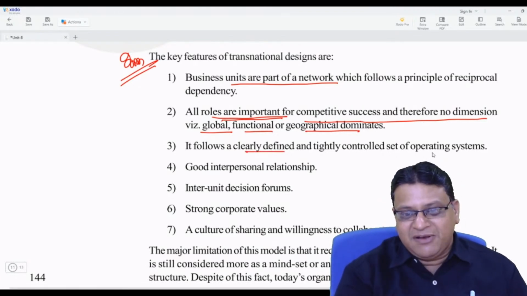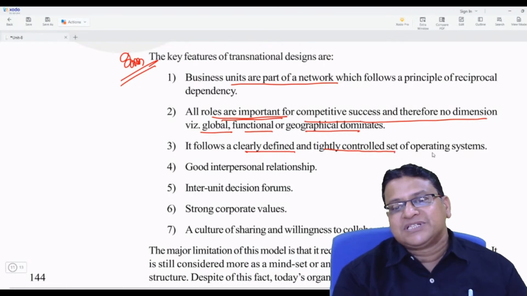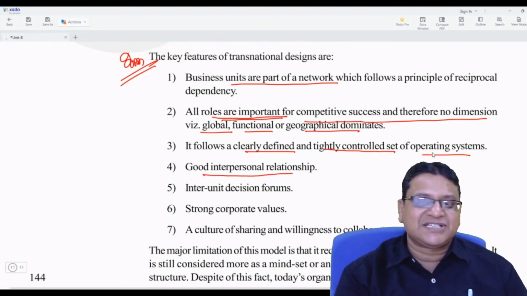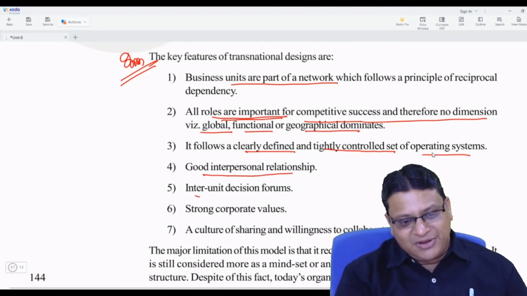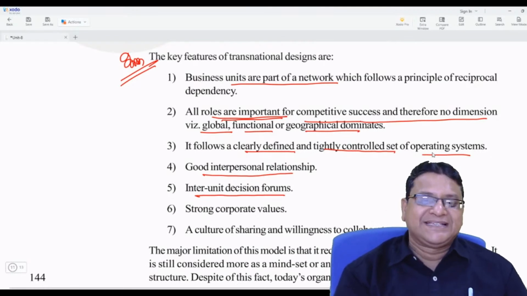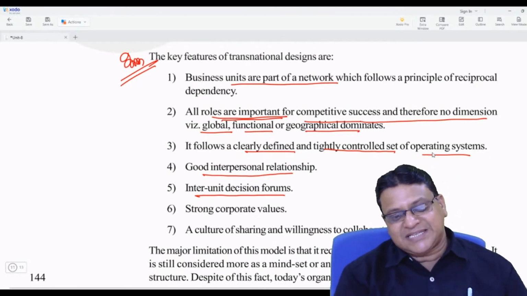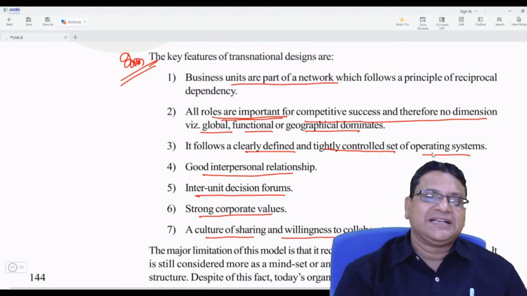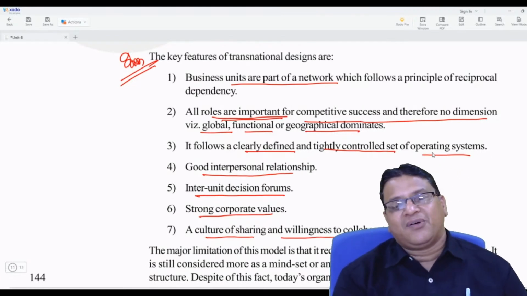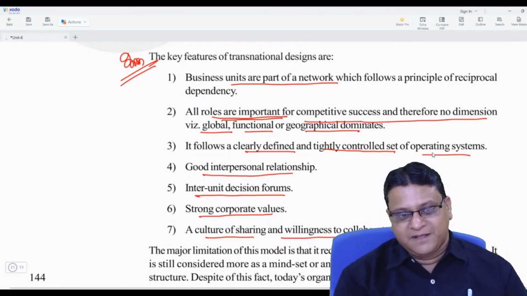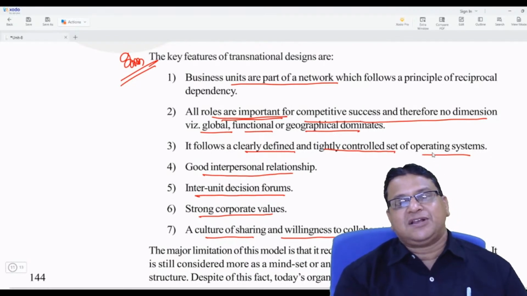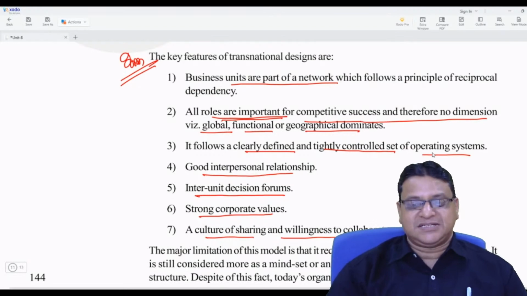It follows a clearly defined, tightly controlled set of operating systems. There exists good interpersonal relationship in this system. An inter-unit decision-making forum exists in this system. There are strong corporate values and a culture of sharing and willingness to collaborate under the transnational organizational structure. Most of the MNCs are following the transnational organizational structure for designing their organizations.